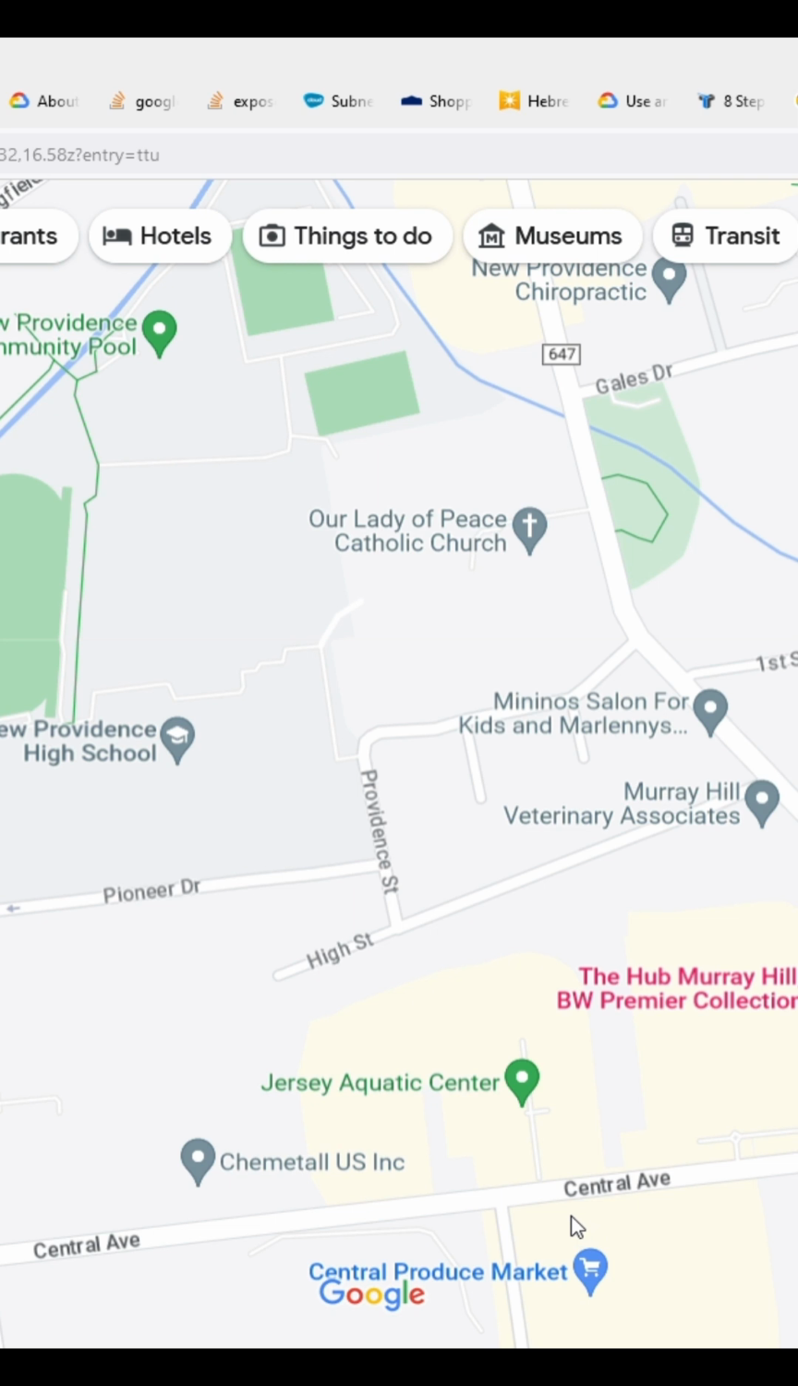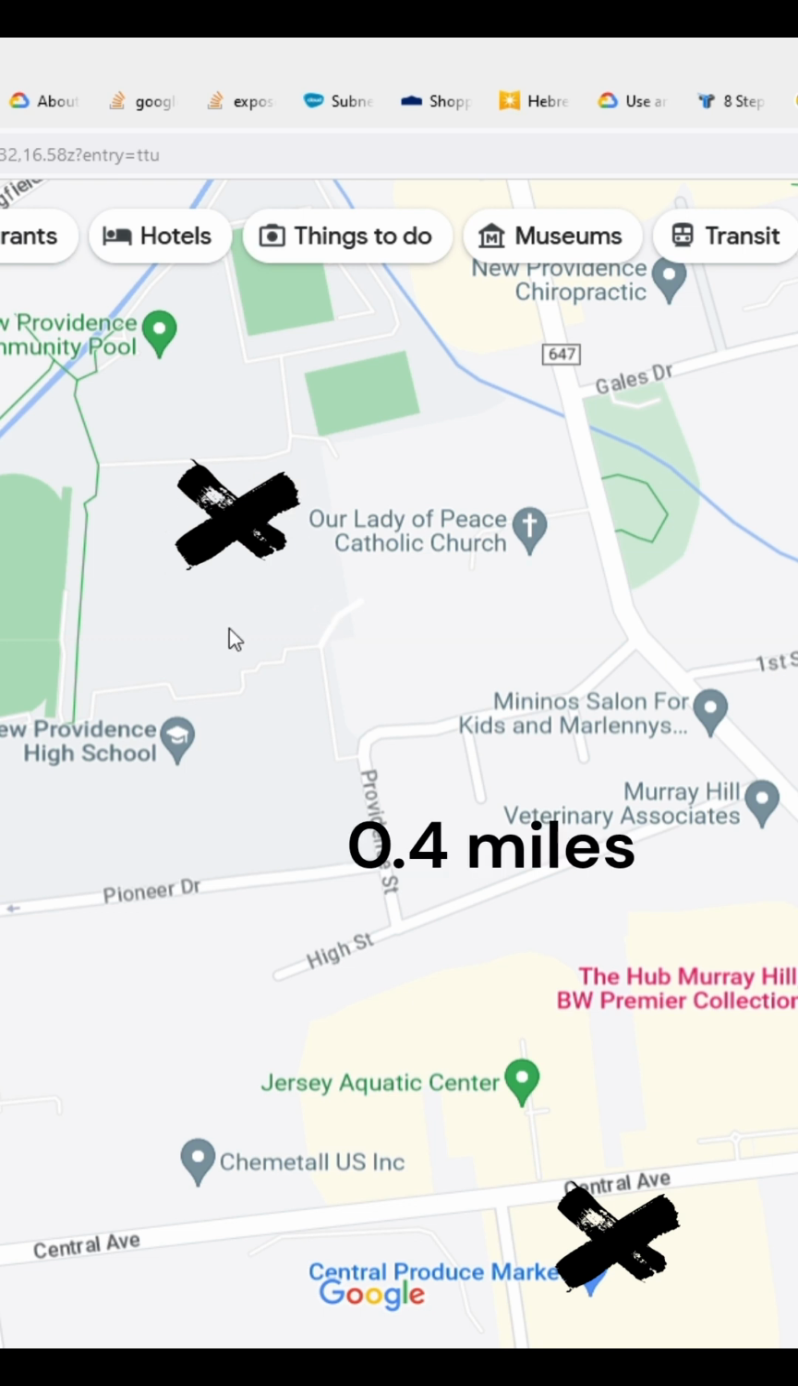I was standing right around here when I took the video and looking in this direction where the fireworks were happening. There's a field here just about 0.4 miles away where they set fireworks off every year for the 4th of July celebration. So that checks out.